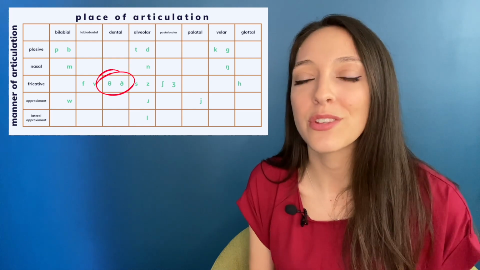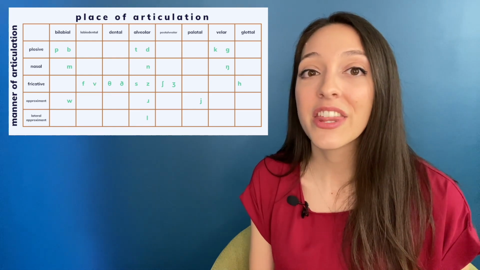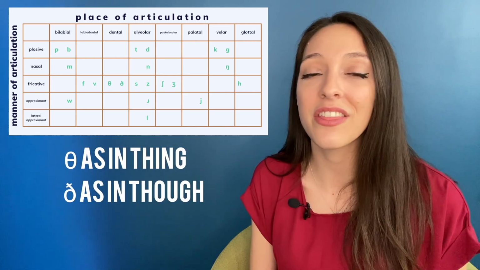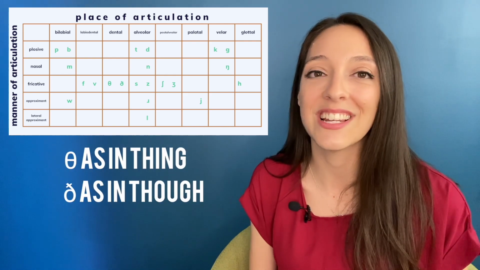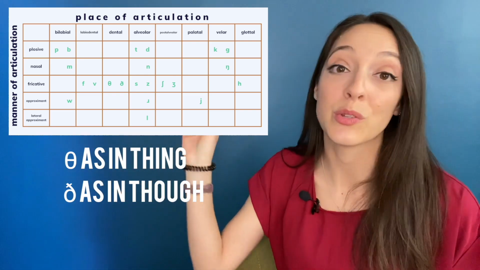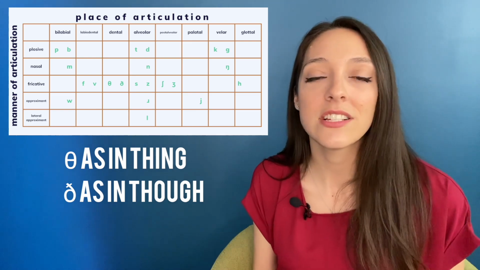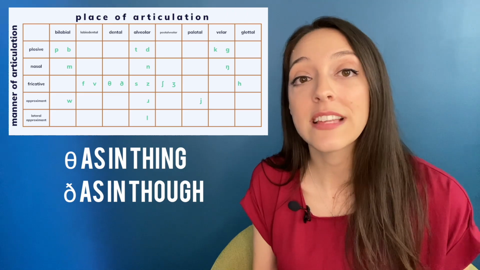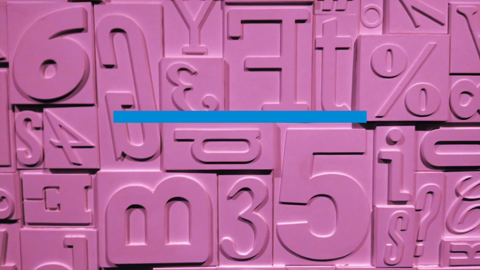So let's try and pronounce those two consonants. As in thing, and the, as in though. Now, don't worry, you don't have to learn all these technical terms. In most cases, listening to audio for each sound will help you learn it, but they can help you nail the sounds you're having the most trouble with.